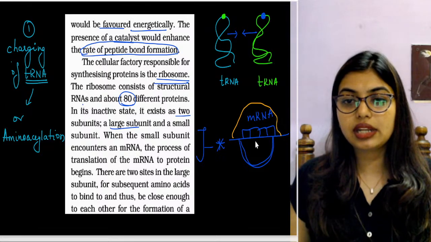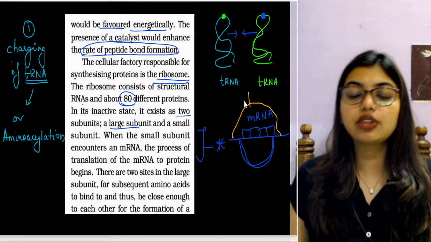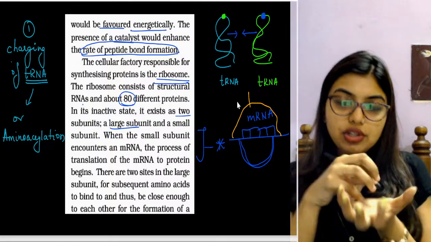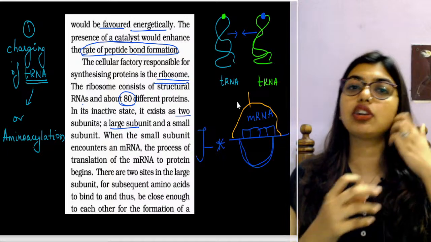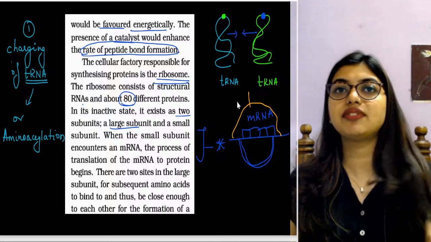Okay, the tRNA will be like, you come with me, I will take you, and the tRNA and the larger subunit will come and join. Then when the smaller subunit comes and encounters the mRNA, automatically translation is going to happen. This is a very important question.